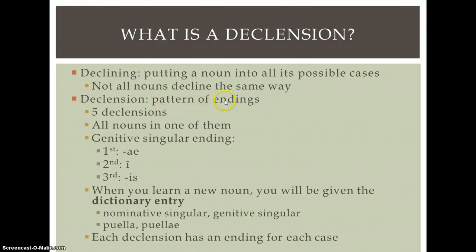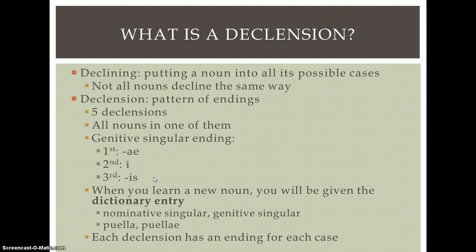The pattern of endings that nouns can go into are called declensions, and there are 5 different patterns, or 5 declensions. Now, we're not going to learn all 5 declensions today. The truth is that the vast majority of Latin nouns fall into the first, second, or third declension. So those are the only endings that we really need to worry about. But all nouns do fall into one of the 5 declensions. It's just the majority of them fall into 1, 2, or 3.